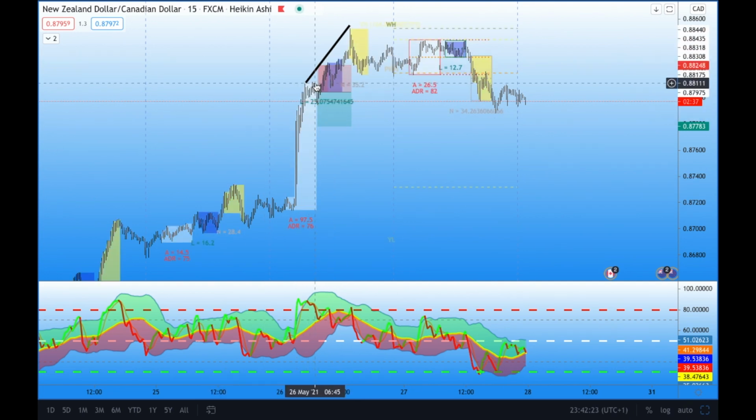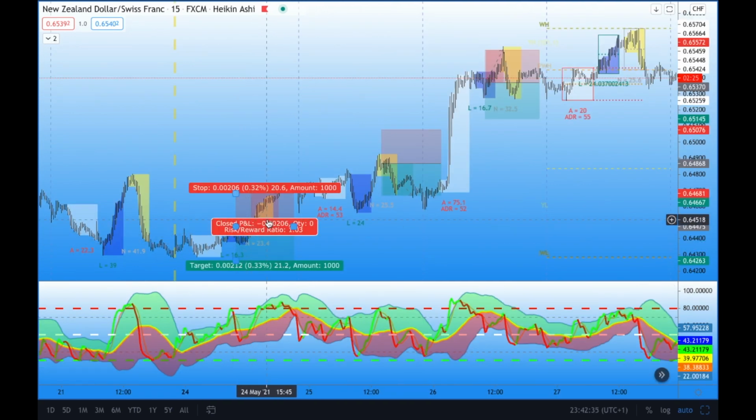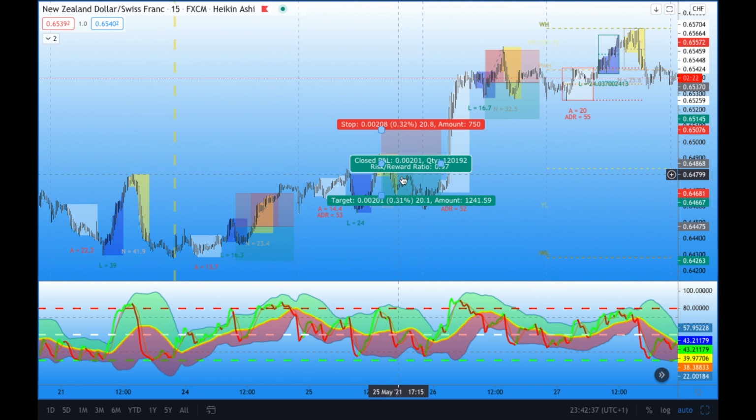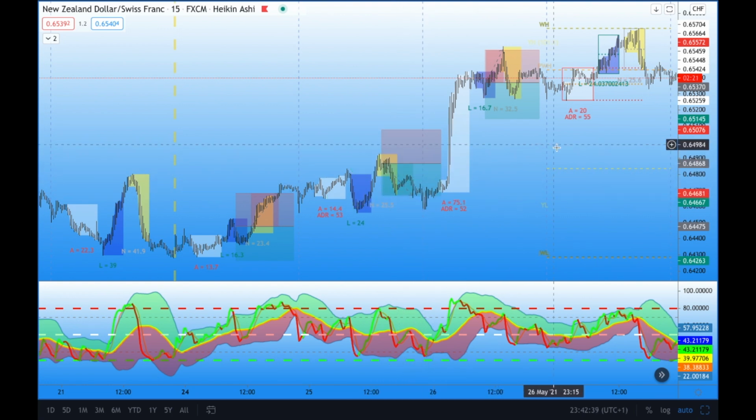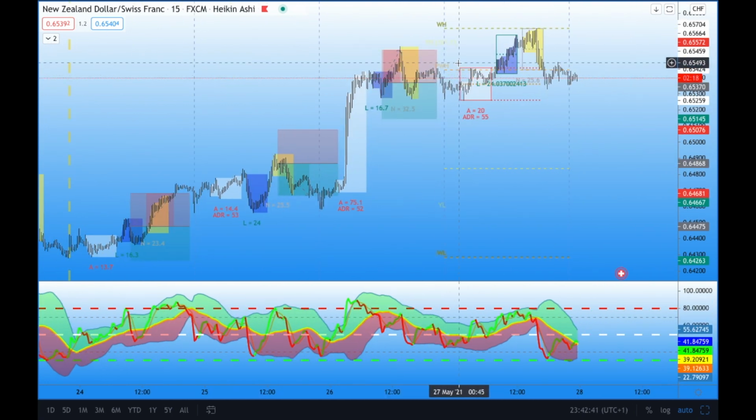NZD CAD, you would have lost this pair. Divergence again, you can see right there. Divergence from here to here, here to here. You would have lost this trade here. You would have broke even, or at least got a win here, and then you would have lost this pair here. So this was one of the losing pairs, unfortunately.